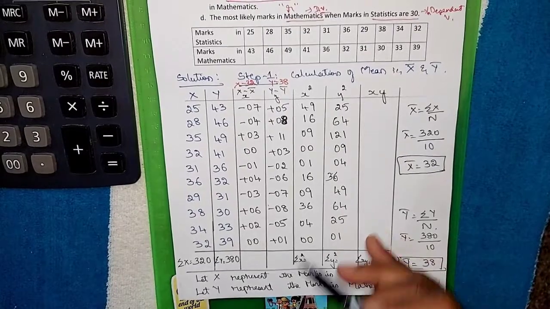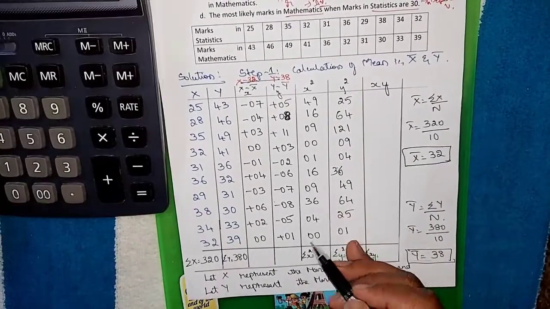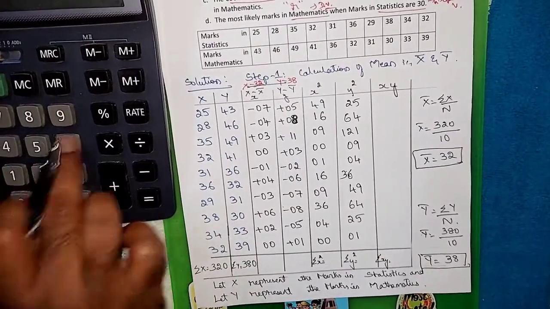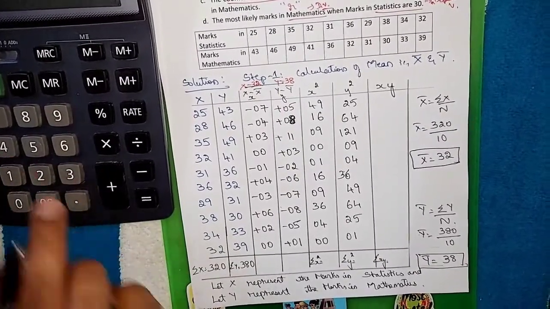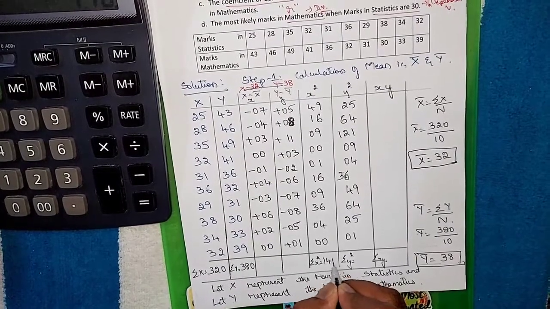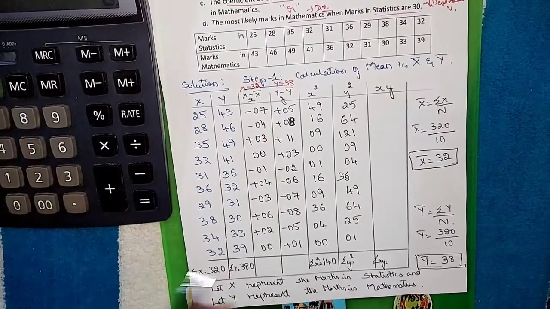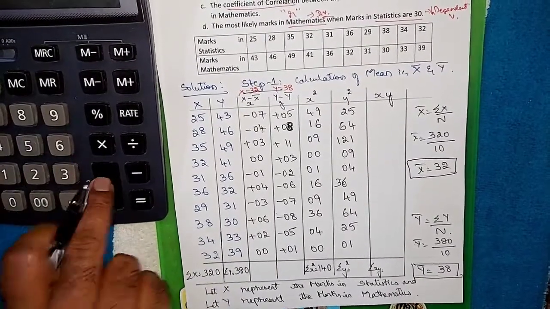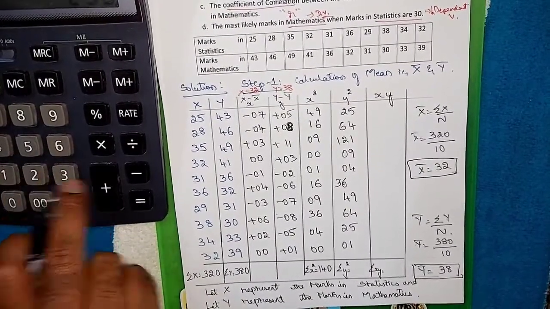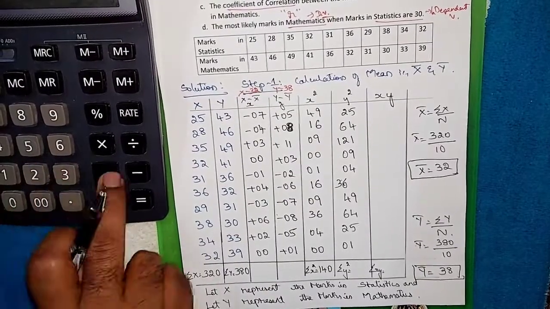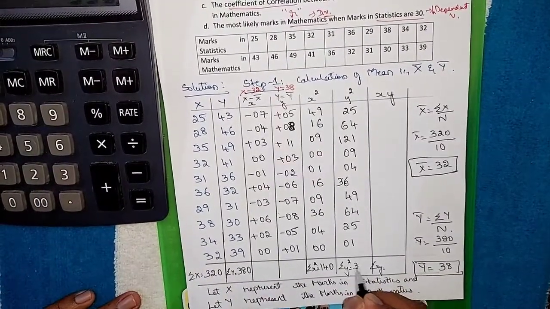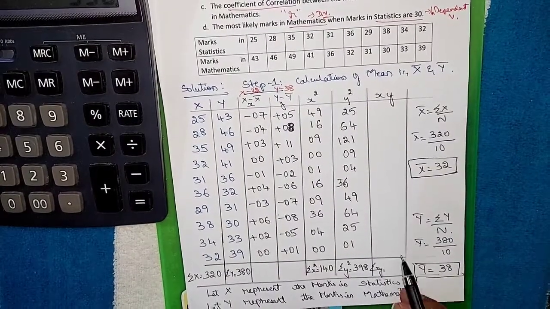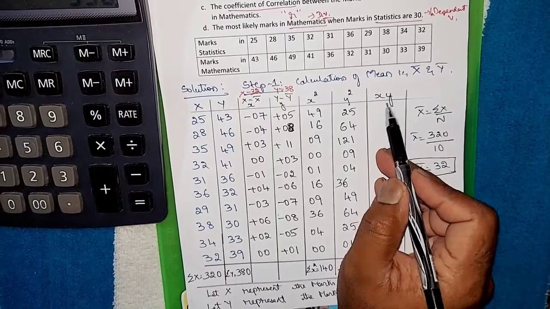Now when we add all these values, what is sigma x square? 49 plus 16, 9, 1, 16, 9, 36, 4. Sigma x square is 140. Similarly, sigma y square is the total of all the values of y squared, which is 398. So we found out sigma x square and sigma y square. Now let us find out what is xy.